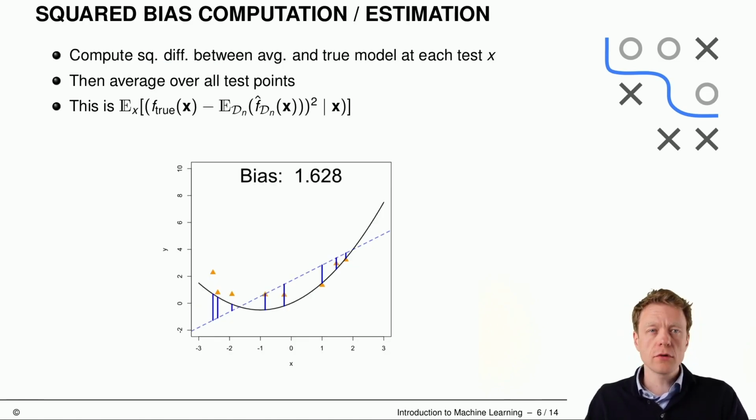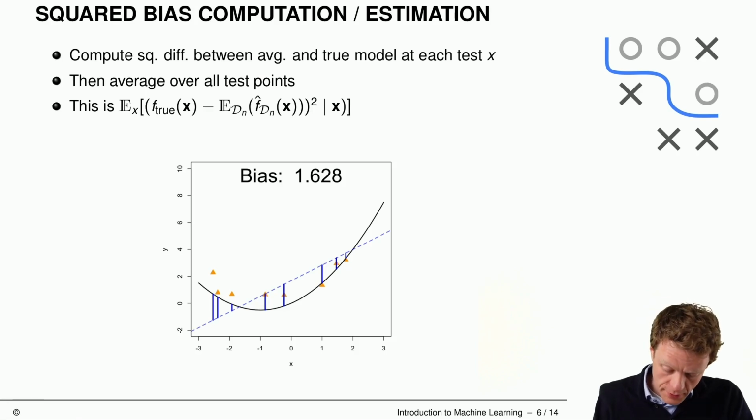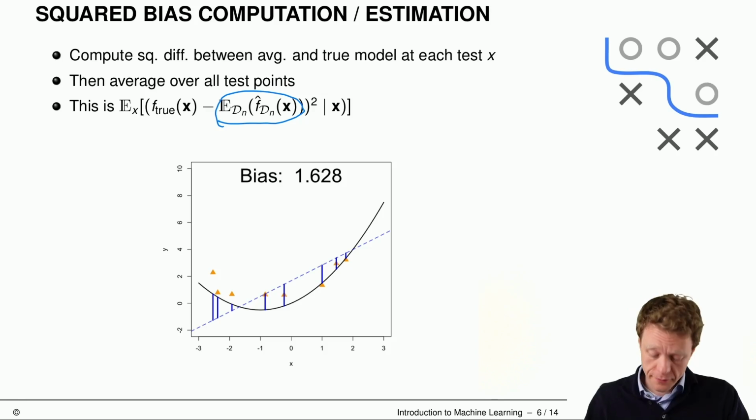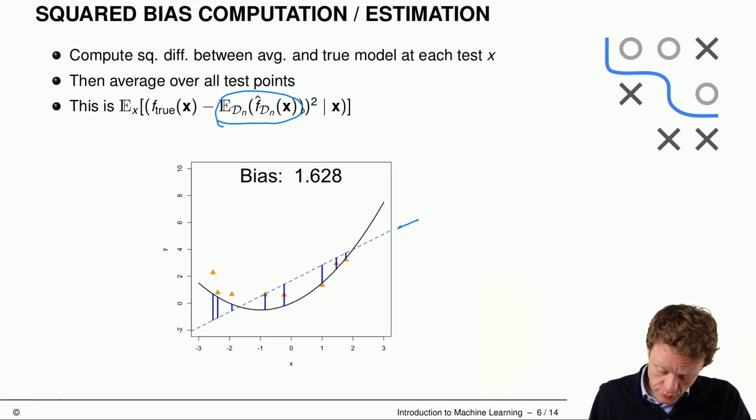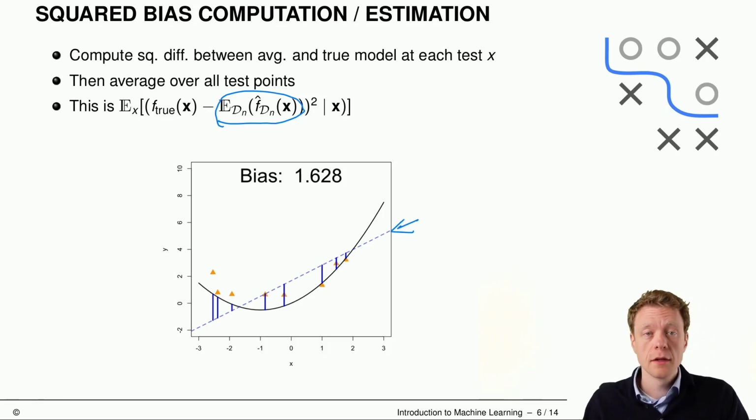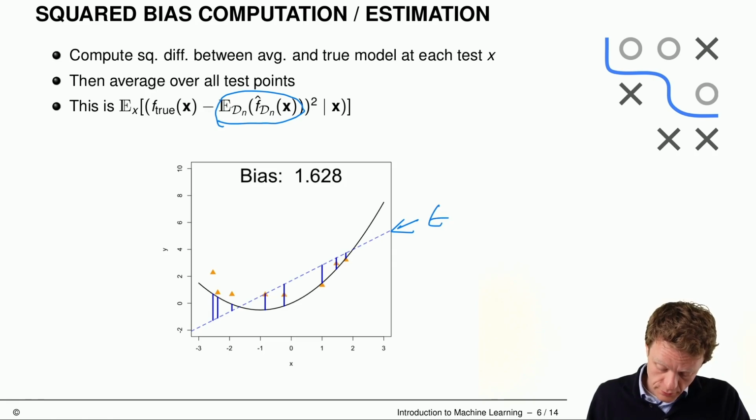So for this squared bias computation, we need that average model, which we already have. This is now this blue dashed line here. And so this is the expectation of this f hat thing. And the black solid line is the true model, f true of x.